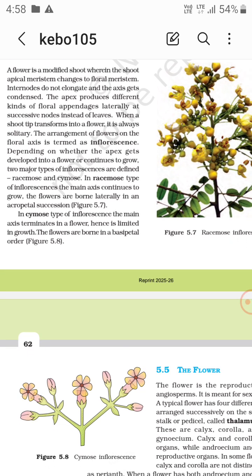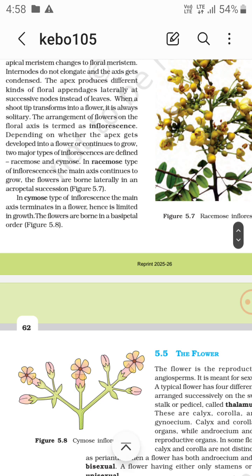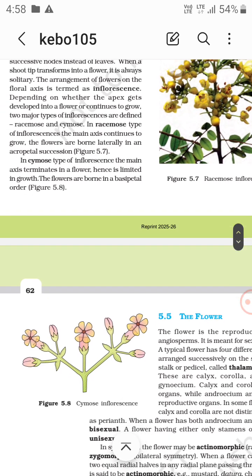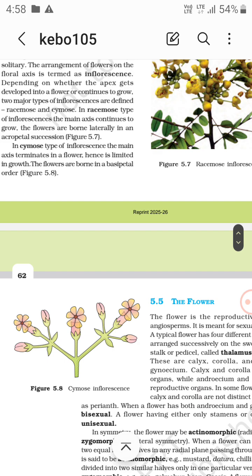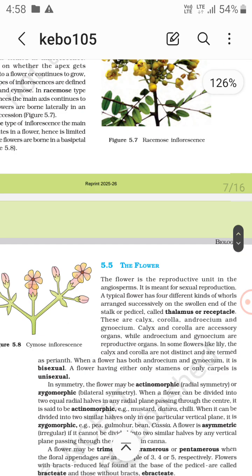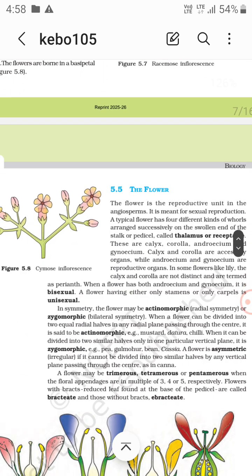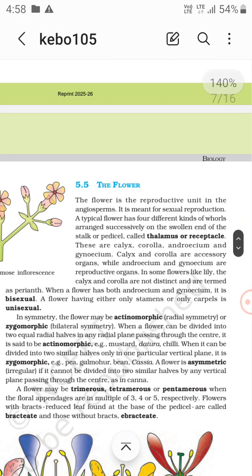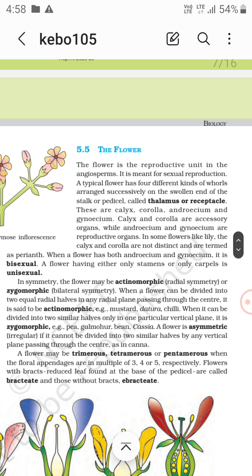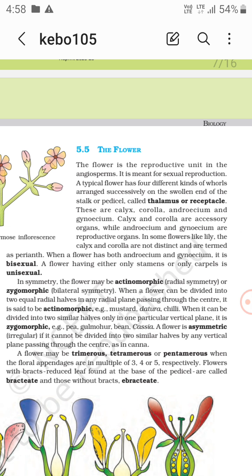Now two major types of inflorescence: racemose and cymose. In racemose, the flowers are borne acropetally, and in cymose, the main axis gets terminated. It is solitary, and the flowers are borne in basipetal order. Right. Now the flower. So the flower is the reproductive unit in angiosperms, right? Now a typical flower has four different kinds of whorls arranged successively on the swollen end of the stalk or pedicel called thalamus or receptacle.